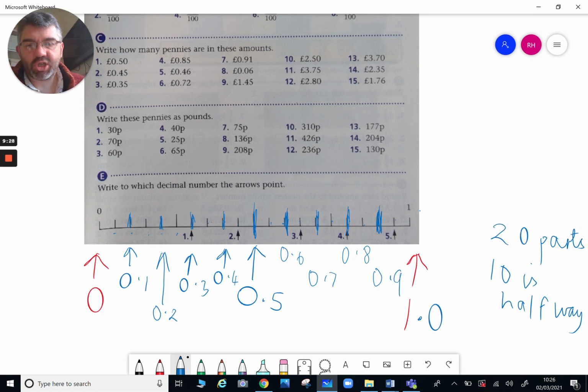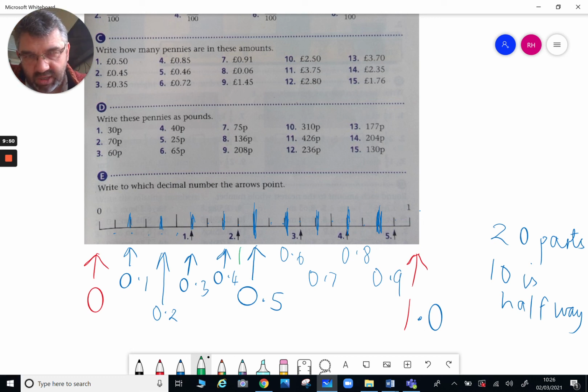Okay, let me just change colour to green. Now then, if we look where the arrows are pointing, let's see. Well, number 1 is actually pointing at 0.3, so that's easy. Where are the others pointing? Number 4 is pointing at 0.8. That's easy. But number 2, number 3, and number 5 are not pointing at these numbers. So we're going to work them out.